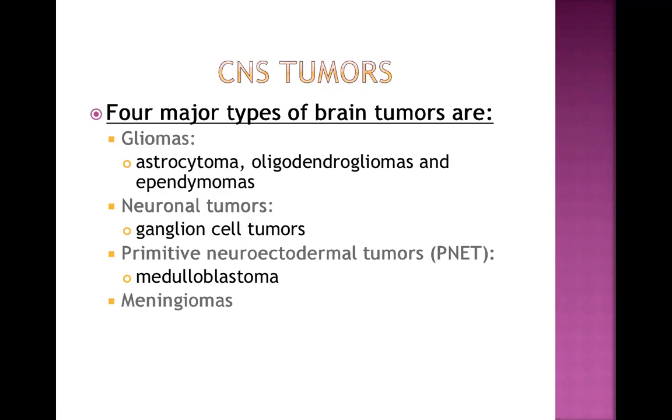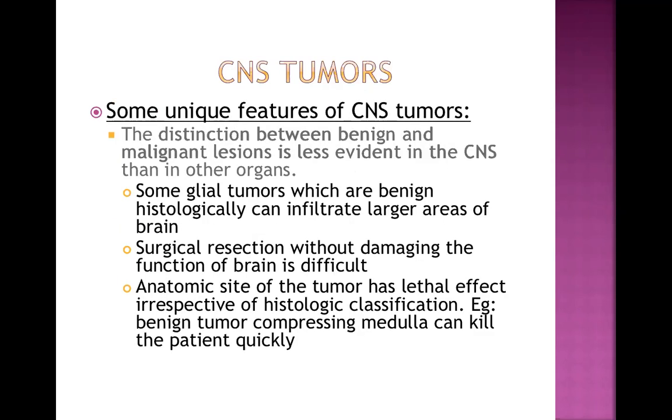Neuronal tumors include ganglion cell tumors, PNET, and medulloblastoma, and then meningioma. These arise from where? Of course, from the meninges, isn't it? These are the main classification. Now, the tumors which arise from the brain and spinal cord have got some unique features.